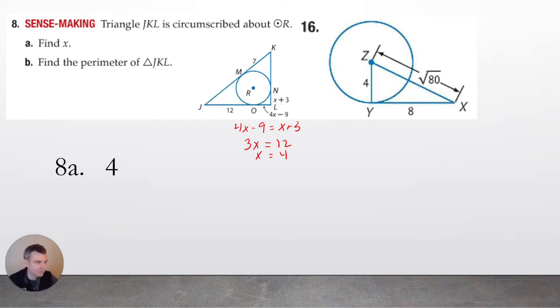All right, moving along, we had to find the perimeter of JKL. Well, if x equals 4, that means LN has to equal 7, 4 plus 3. LO also has to equal 7 because they're congruent. Or 4 times 4 is 16 minus 9 equals 7. Okay, well, if this distance here, KM, is 7, KN also has to be 7. And if JO is 12, then JM has to be 12. Next thing you do, you just add all those up, and you get that the perimeter of that triangle is 52.